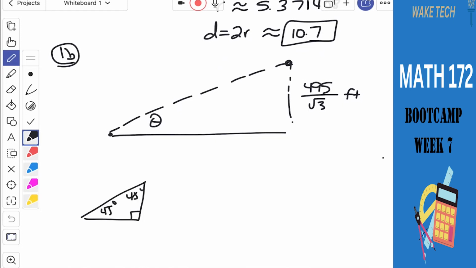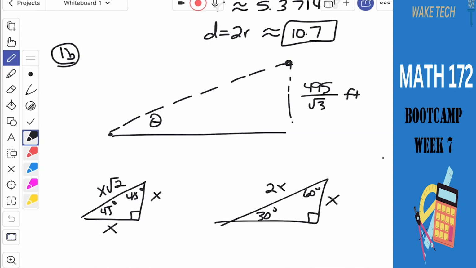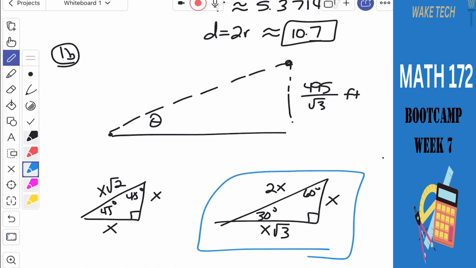The 45, 45, 90 rule was x times the square root of 2. The 30, 60, 90 rule was x, 2x, and x times the square root of 3. And so what we've got here, we have a square root of 3, so that's a little bit of a tip that we're probably working with a 30, 60, 90 triangle and not a 45, 45, 90, because if it were 45, 45, 90, we'd have a square root of 2, which we don't.